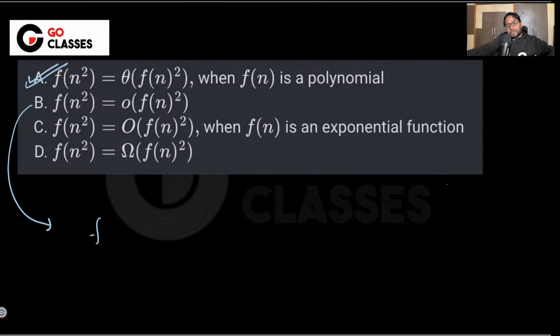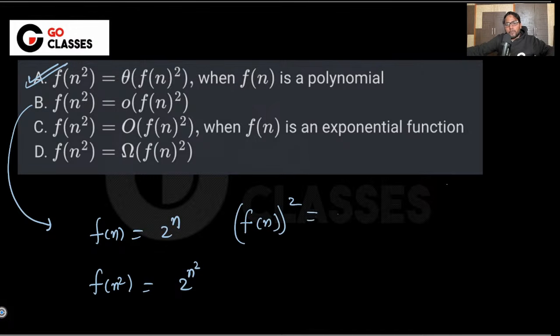So let's suppose f(n) is 2 power n. Then f of n square will be 2 power n square. And what about f of n whole square? Should I be writing it as 2 power n square, or should I be multiplying these two? I should be multiplying. So it is basically 2 power n into 2 power n, which is nothing but 2 power 2n. So now you tell me, between 2 power n square and 2 power 2n, which one is greater?